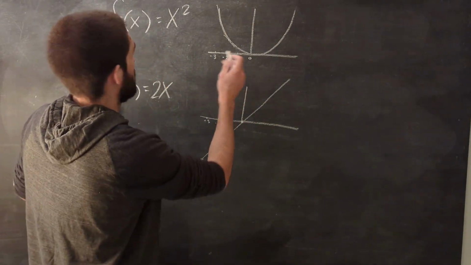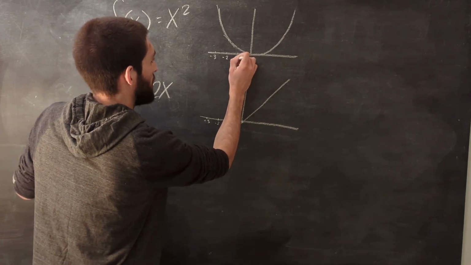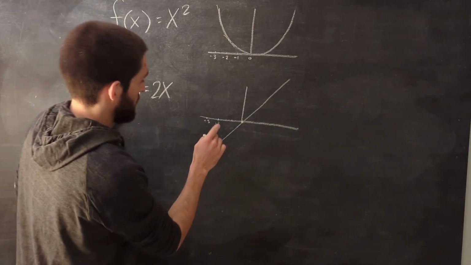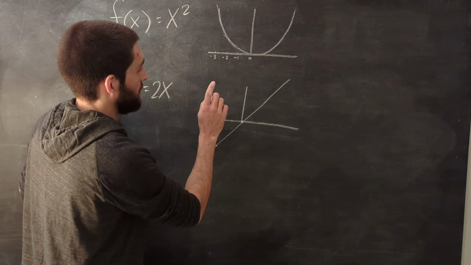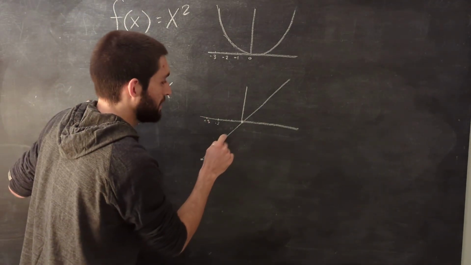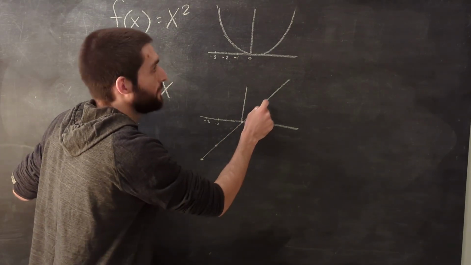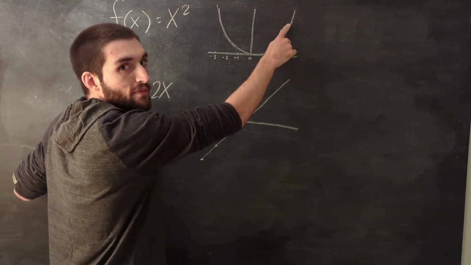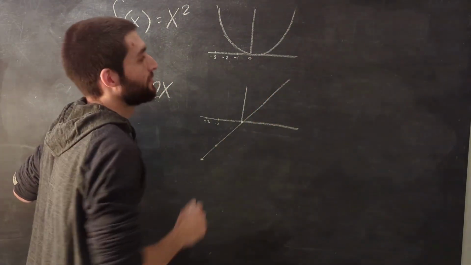And so the way that these graphs are linked is that at any given point on the derivative graph, any given value for y is just the slope of your original function. So it's pretty cool.